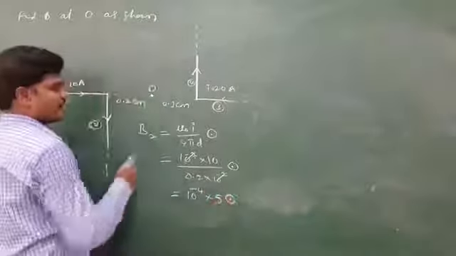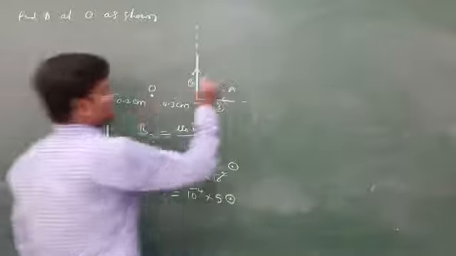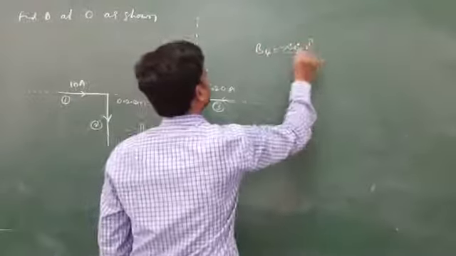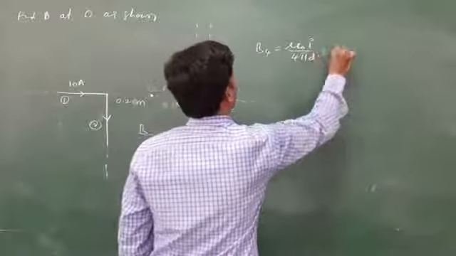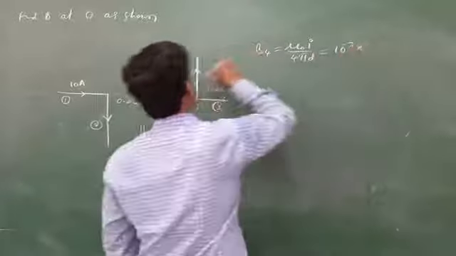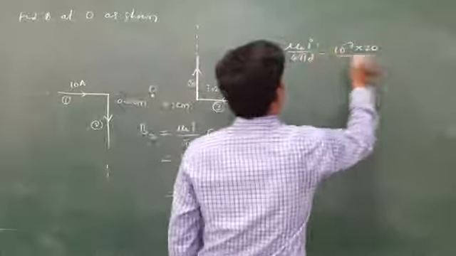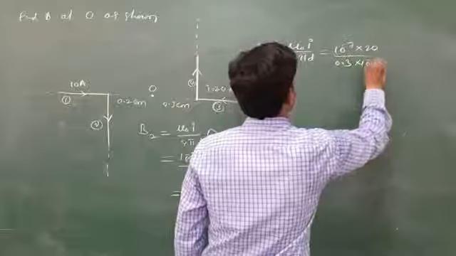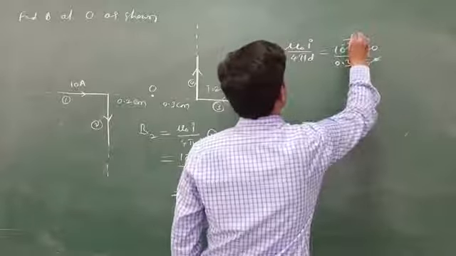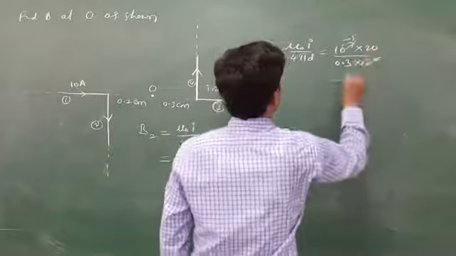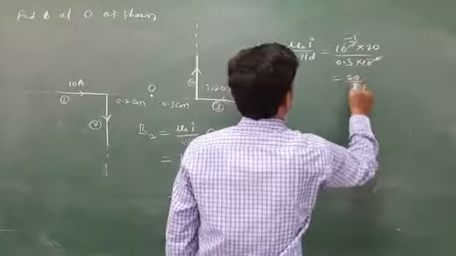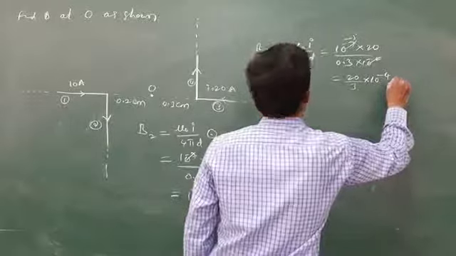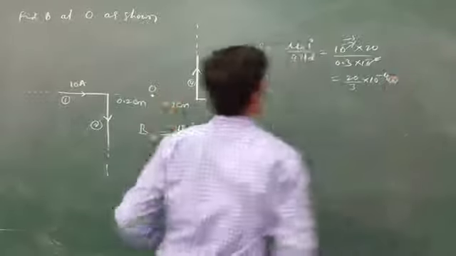And see, this is because of 2. Let us find the field because of 4. Because of 4, again the same: mu naught I by 4 pi d. Mu naught is 10 raised to minus 7. Current is 20. This is 0.3, 10 raised to minus 2. Again minus 5, and here minus 1 is there. So 20 by 3, 10 raised to minus 4. And due to this also outward, both are outward.